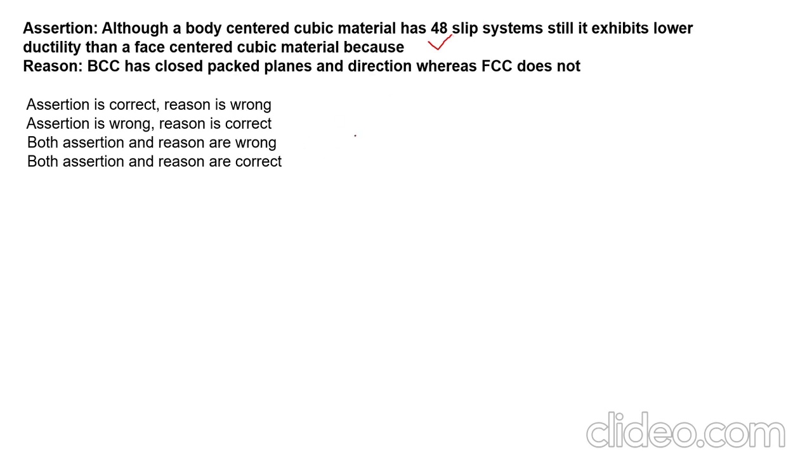That is right, but the reason is given that BCC has close-packed planes and directions, whereas FCC does not have. While the reverse is true: FCC has close-packed planes, while BCC does not. That is why, because of the close-packed structure, we have much more ductility in FCC structures than in BCC structures. So option A is right. The reason is the reverse of it. The right reason is that FCC has close packing while BCC does not.